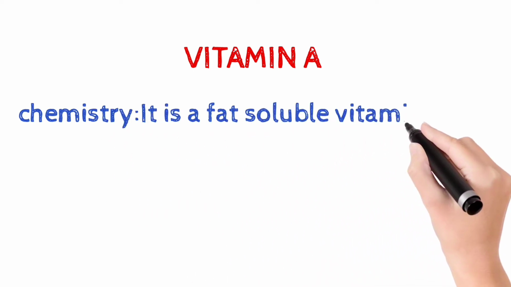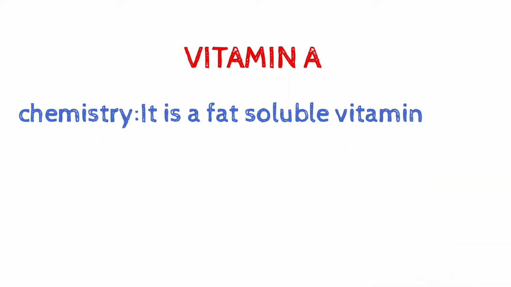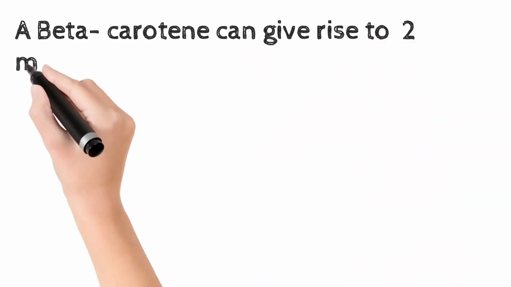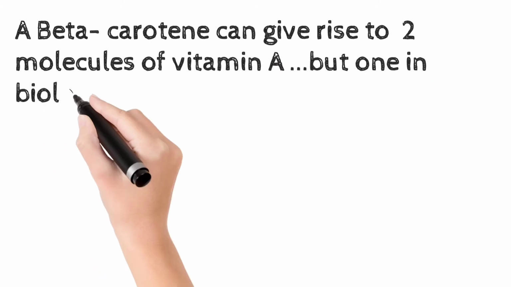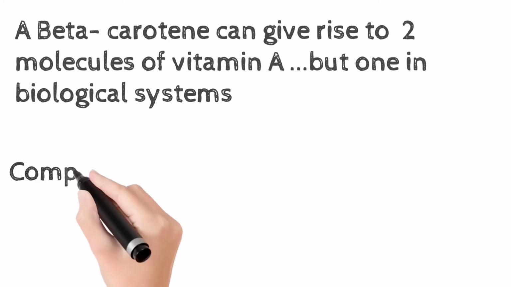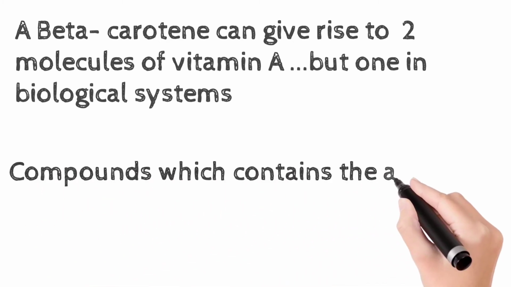It is a fat soluble vitamin. What is its provitamin? Beta carotene. It is made up of two beta ionone rings connected by a polyprenoid chain. Normally, a beta carotene can give rise to two molecules of vitamin A, but in biological systems, it gives rise to only one.